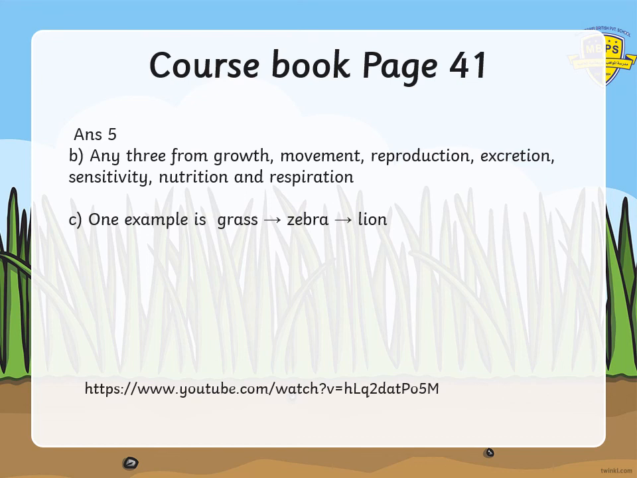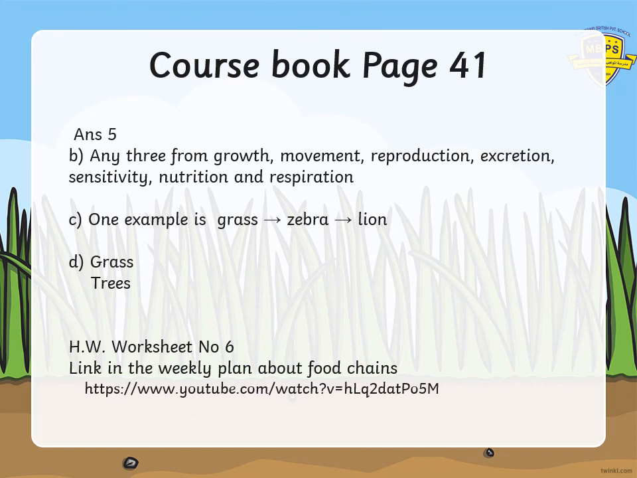Name two different producers that you can see in the photograph. Can you see any two producers there? Grass and trees. Now after you finish, I want you to finish homework worksheet number 6, and then you're going to send it to me on Horizon or on WhatsApp.